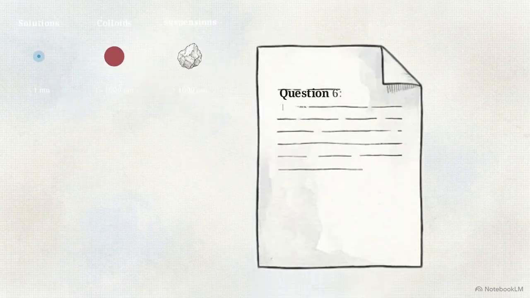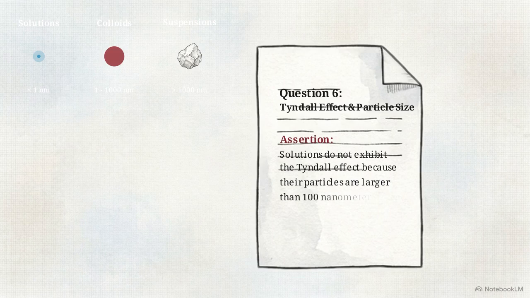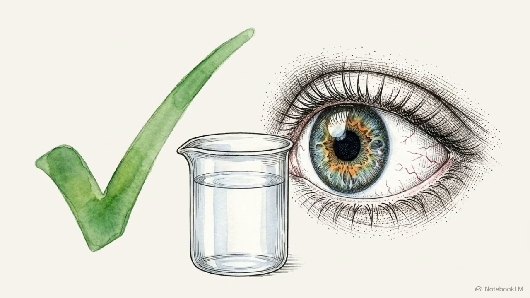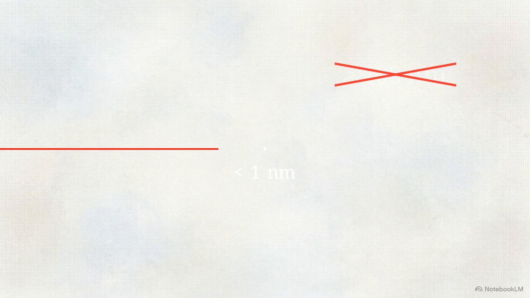Let's apply this chart to an exam question. Read this assertion: solutions do not exhibit the Tyndall effect because their particles are larger than 100 nanometers. The first half of that sentence is true. Solutions do not exhibit the Tyndall effect. But the reason is false. Solution particles are smaller than a single nanometer, making them entirely too small to scatter light.